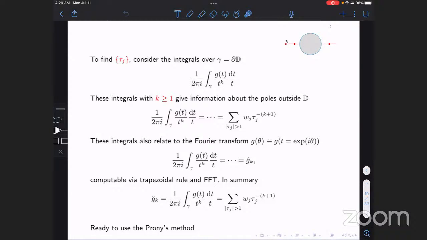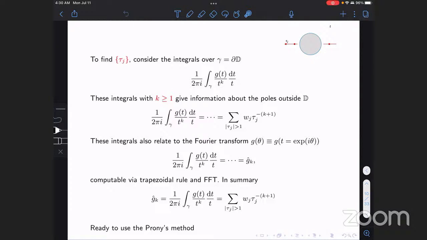This can also be done by just reparameterizing the circle with the angle and doing a simple calculation, and you see that this integral is actually equal to g hat k, the k-th Fourier coefficient of g. Now, because we have access to the function values on this unit circle, this Fourier transform can be computed easily with a trapezoidal rule and a fast Fourier transform.